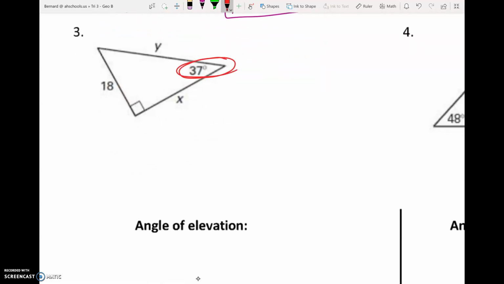Remember, identify our angle, so 37. Then let's figure out opposite, adjacent, and hypotenuse. Across is opposite. Across from the 90 is hypotenuse. And then connecting side, adjacent. All right, so let's solve for x first. So we know 18, that's on the opposite side. And we want x, which is the adjacent. So now we've got to work with opposite and adjacent. That's TOA. Tangent equals opposite over adjacent. And so we'll do the tangent of 37, and that's going to equal opposite over adjacent.